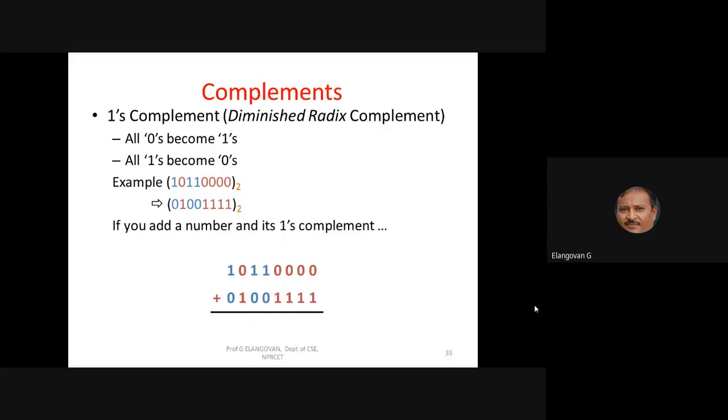Adding a number with its own 1's complement, the result is all ones. Why did it happen? Since for binary numbers we obtain the complement by subtracting from 1, it is very obvious to end up with the same answer. So we end up with this result.